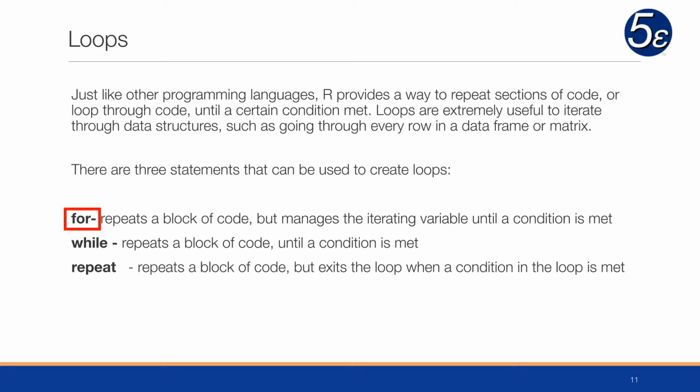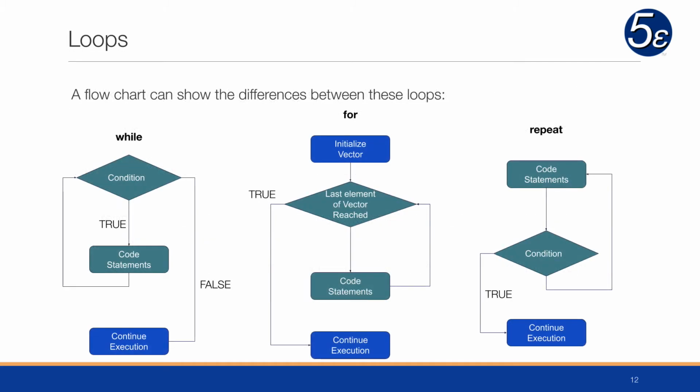The for loop, which repeats a block of code but manages the iterating variable until a condition is met. The while loop, which repeats a block of code until a condition is met. And the repeat statement, which repeats a block of code but exits the loop when a condition inside the loop is met. The differences between these loops can easily be seen by using a flowchart.